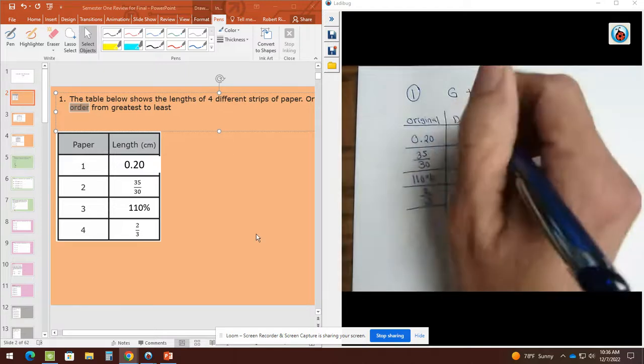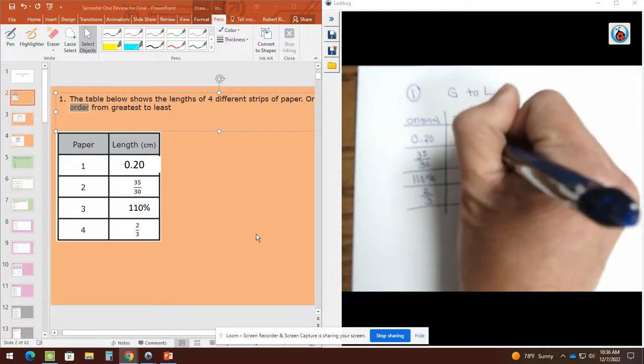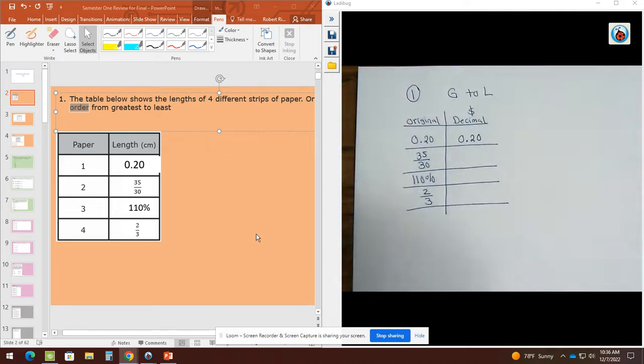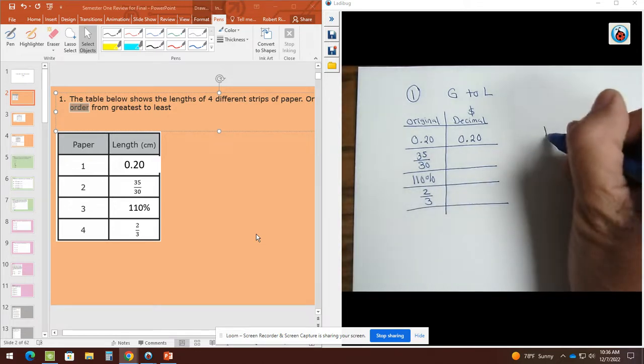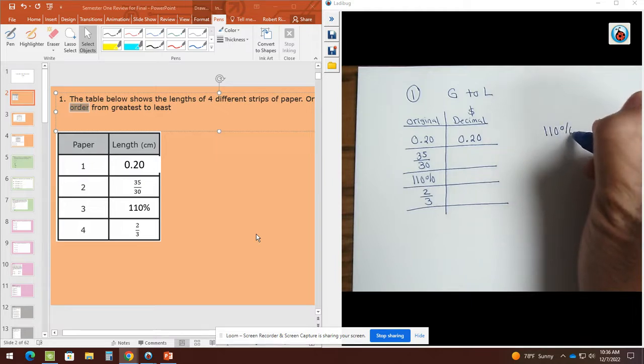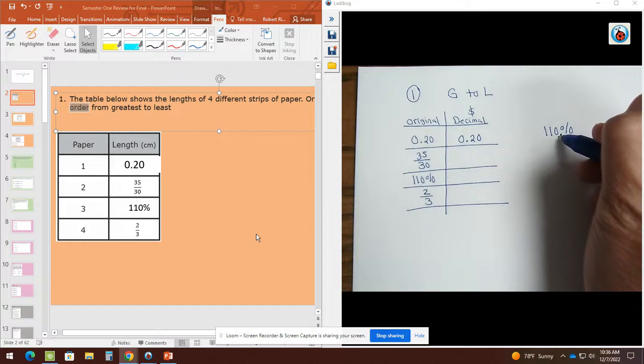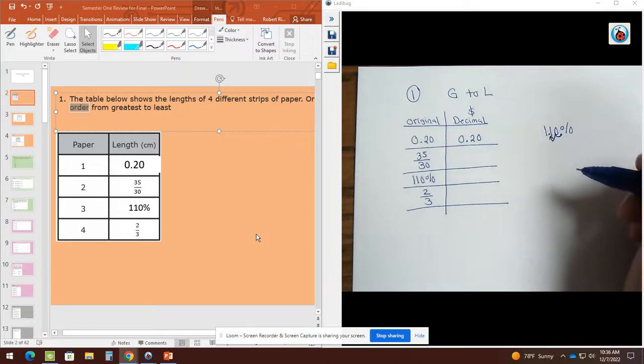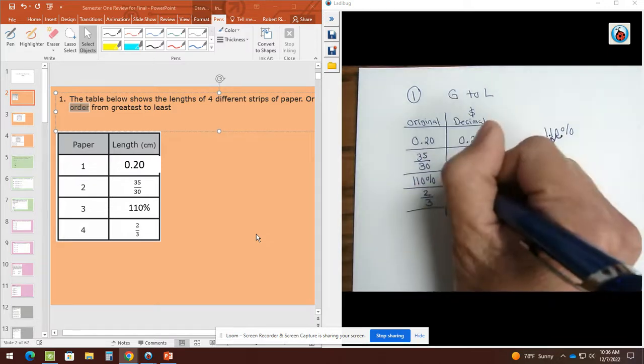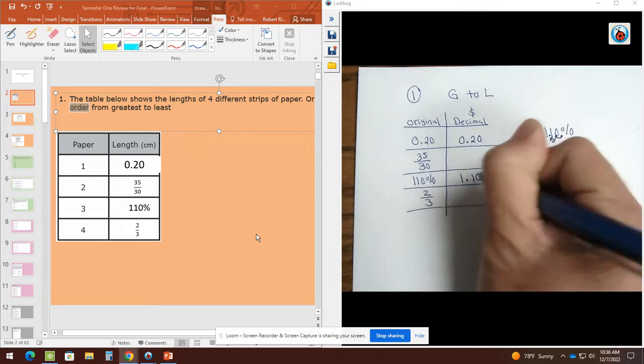So 0.20 is already a decimal, so I'm gonna go ahead and take care of it. Now this one's a fraction, this one's a percent, this one's a fraction. So probably the easiest one to change to decimal would be the percent. How do I change a percent to decimal? I would put 110% here, put your decimal at the end always, and move twice to the left so it can become a decimal. So my decimal becomes $1.10, 1.10.